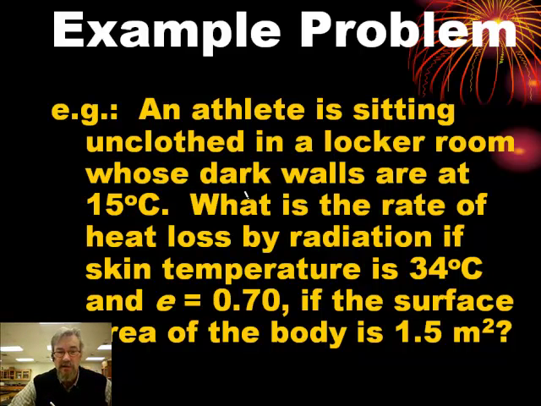Like, for example, this one. An athlete is sitting unclothed in a locker room. The locker room walls are dark and they're 15 degrees C. What's the rate of heat loss by radiation if skin temperature is 34 degrees C and the thermal emissivity of the person's skin is 0.70, if the surface area of the body is 1.5 square meters?